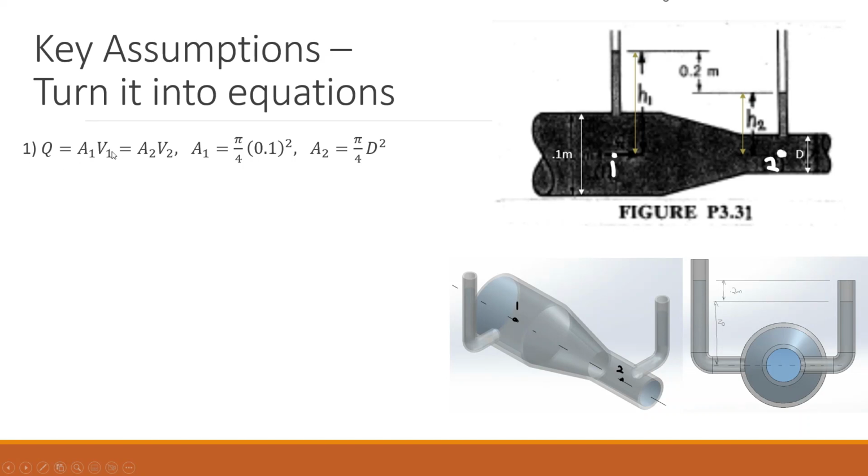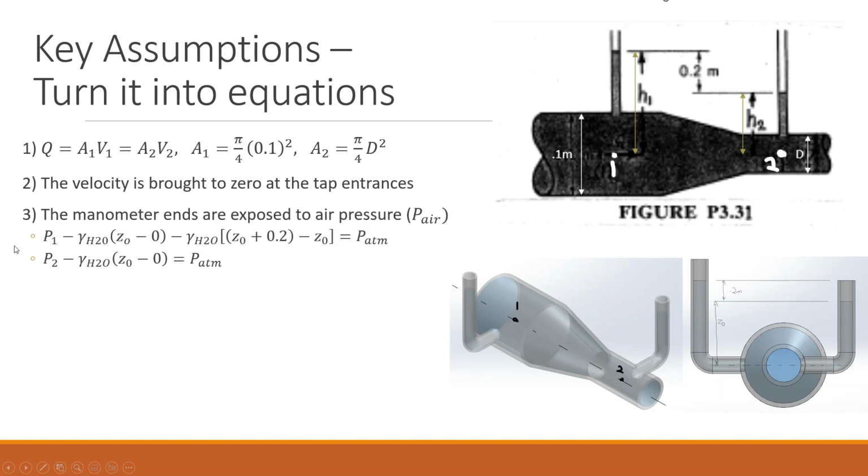So let's turn these assumptions into equations. Here's the flow rate: A1V1 is equal to A2V2, where the areas are given. For now, just to make the math tidier, don't do the math of 0.1 squared. Just leave it like this. Trust me on this one. You can if you really wanted to, but you'll see that there's just a lot of canceling that happens. Velocities are brought to zero at the tap entrances, so once again, we're going to use hydrostatics, and the manometer ends are exposed to air pressure.